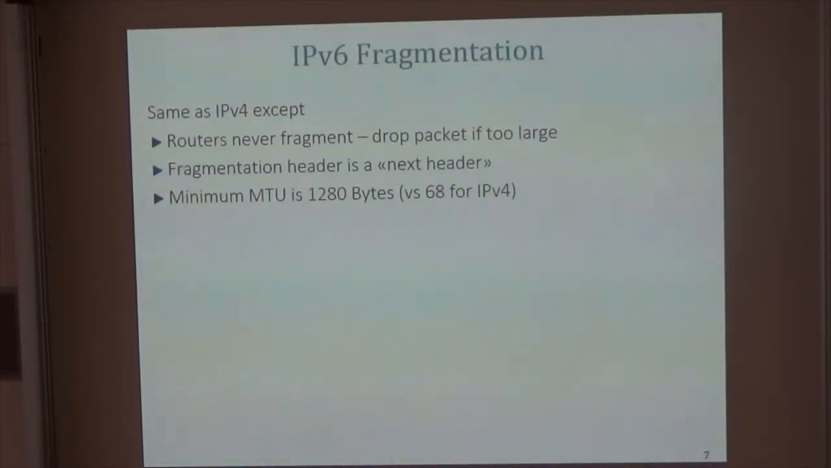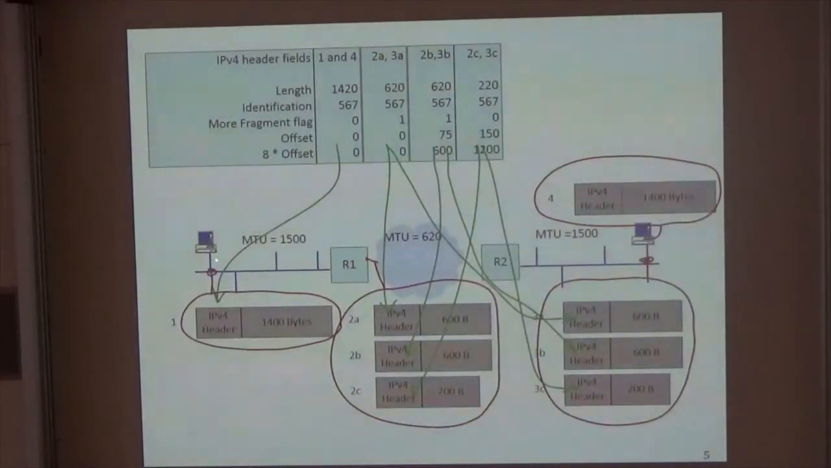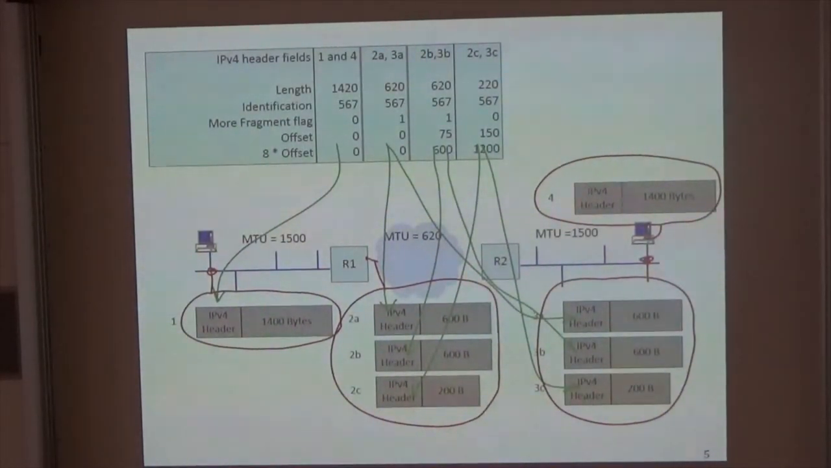IPv6 is the same with a very large difference, the first bullet: routers never fragment. Then you could ask, but who fragments if it's not routers? Well, it can be the source. A source may fragment a packet because UDP can create a datagram that doesn't fit in one IP packet. If that's the case, all that stuff here would happen at the source. This is authorized with IPv4 and IPv6. Having routers fragment is not authorized with IPv6.